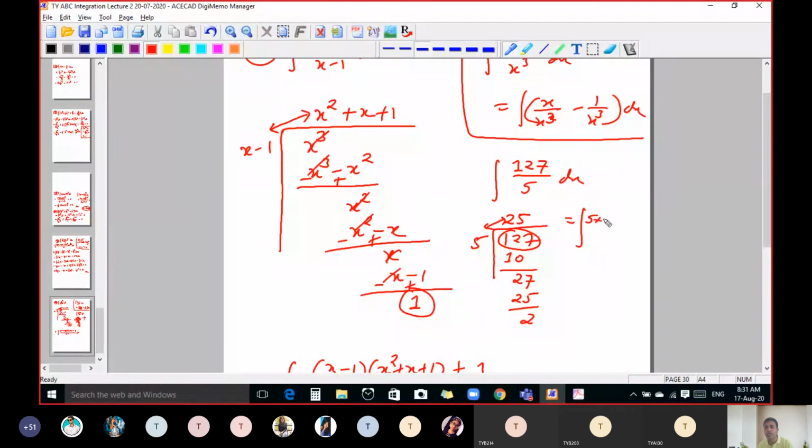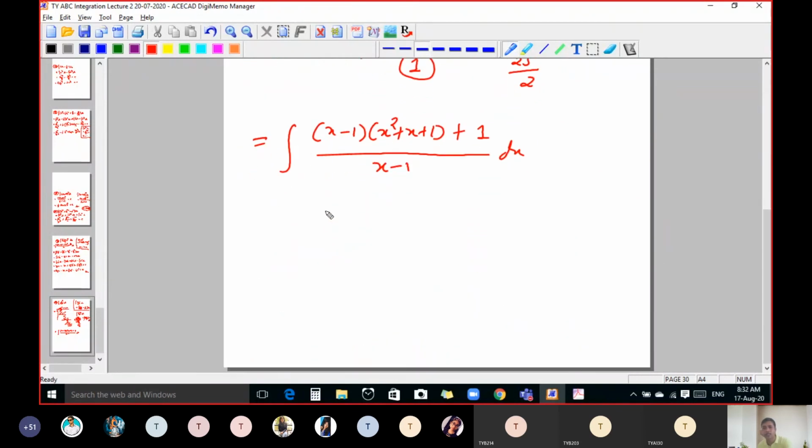So instead of this 127, you can write this into this: 5 into 25 plus 2, divided by 5. 5 into 25 is 125, and 125 plus 2 gives 127. So instead of 127, you can write like this. Nothing wrong in it. The same thing you can write here.